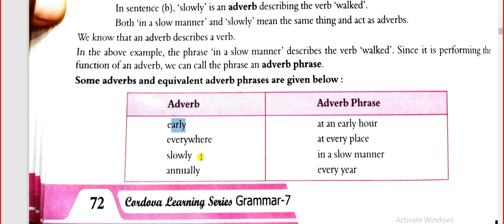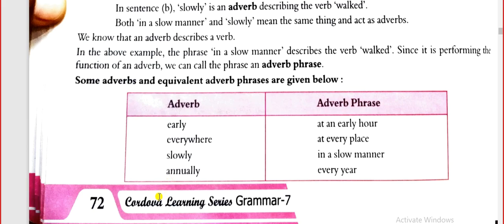So similarly, early is related to at an early hour. Everywhere is related to at every place. It is telling you the place, है ना? It is telling you the time. It is telling you the manner. Slowly, in a slow manner. Annually, it also tells you the time. So when your annual exams are conducted, it happens annually, every year. Annually means साल में एक बार.